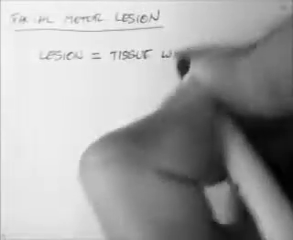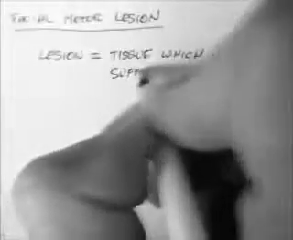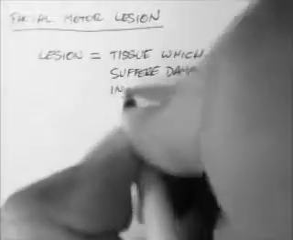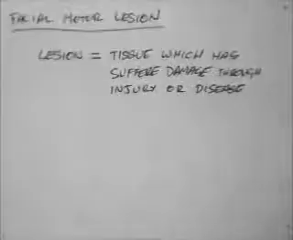So first of all, I think I should define lesion. It's a term that gets thrown around, but it's a very general term, which just means a tissue which has suffered damage through injury or disease. So the examples could be a tumor or actual severing of a nerve.